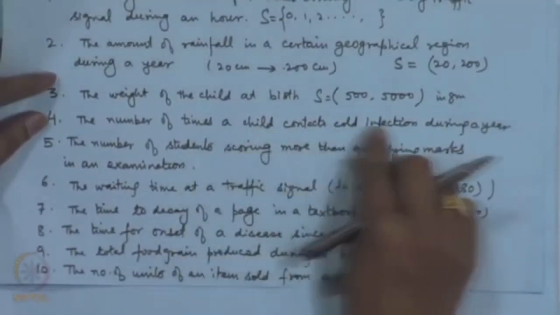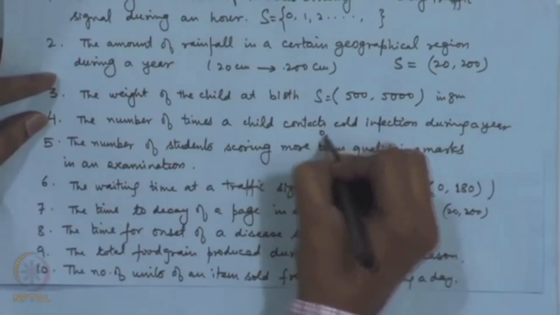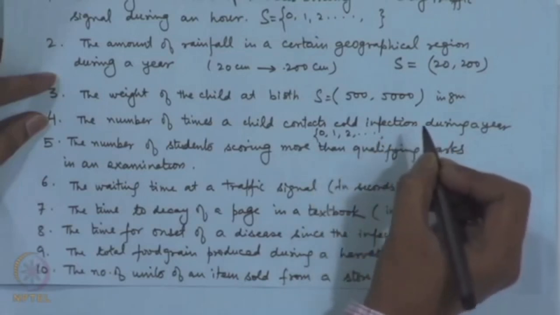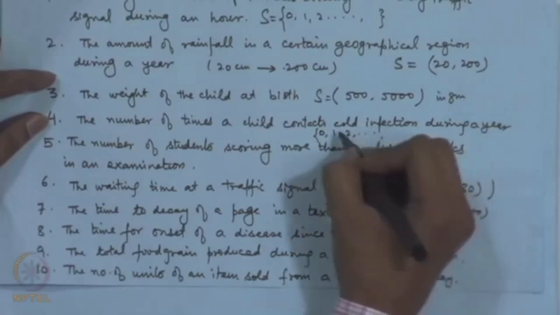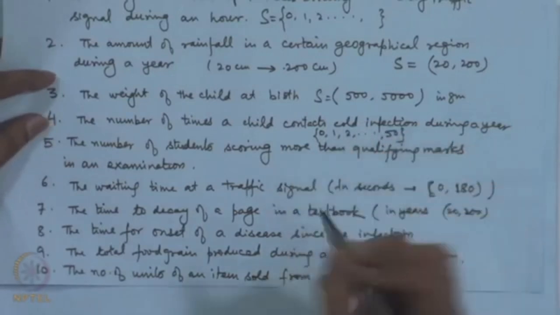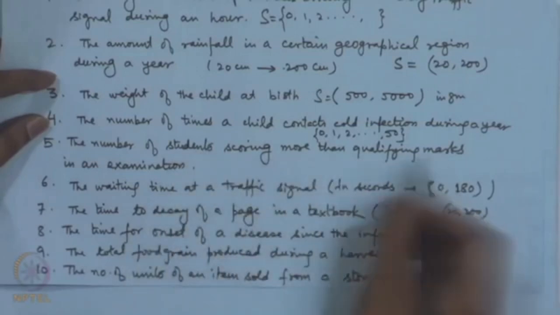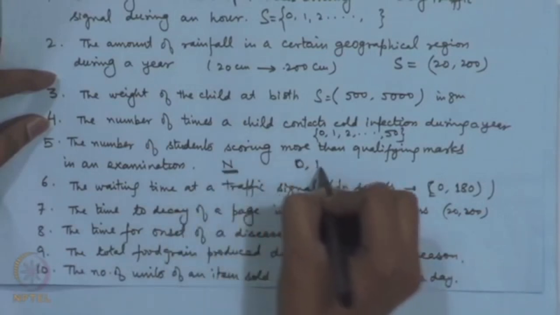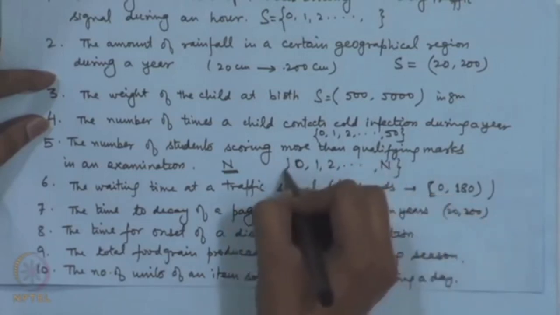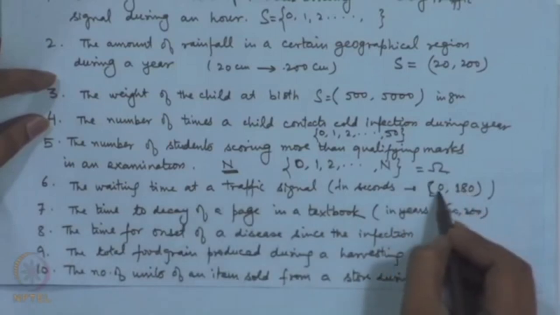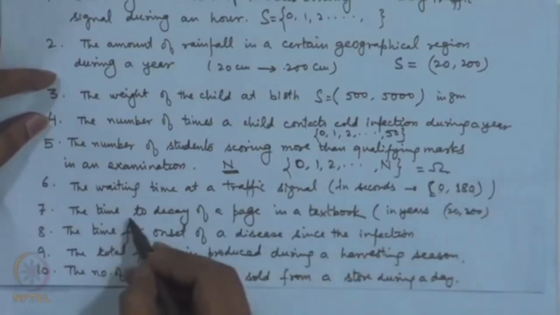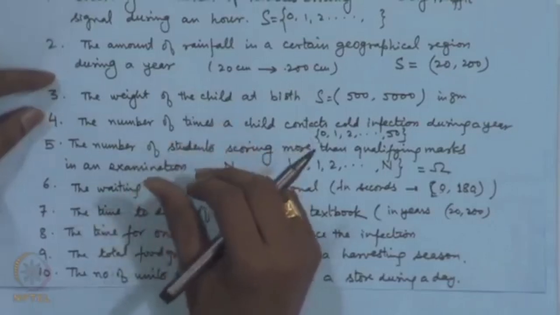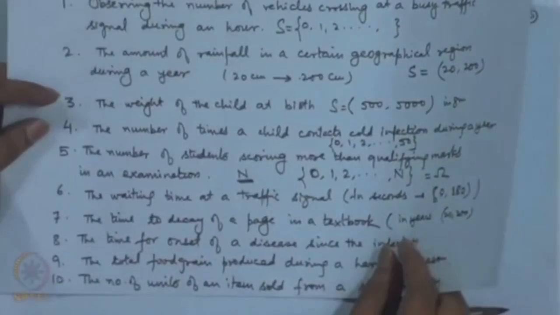The number of times a child contracts cold infection during a year, once again the number could be 1, 2 and so on, and it ends at a finite number, because the total number of days in a year is 365. So, certainly the number cannot be very large. You may put say 0, 1 to 50. The number of students scoring more than qualifying marks in an examination. Suppose the total number of students taking the exam is n, then the sample space could be 0 to n. The waiting time at a traffic signal in seconds, for example, could be 0 to 180, the time for decay. So, in any experiment one may define the sample space depending upon what our area of interest is.